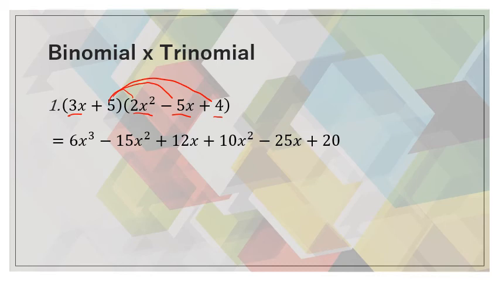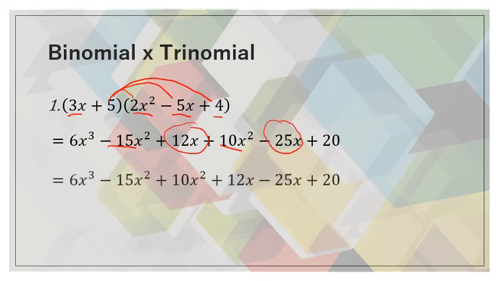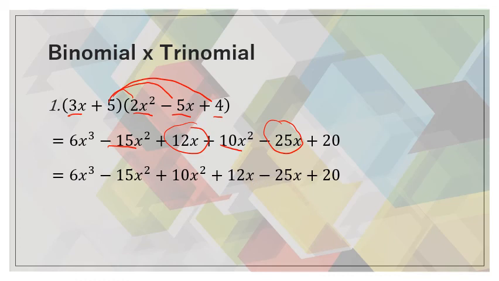Now we have like terms here, here, and this, and this. So we combine those like terms. I just rearrange the terms here to make it easier to see, but you don't need to rewrite them. And so our final answer is 6x cubed minus 5x squared minus 13x plus 20.